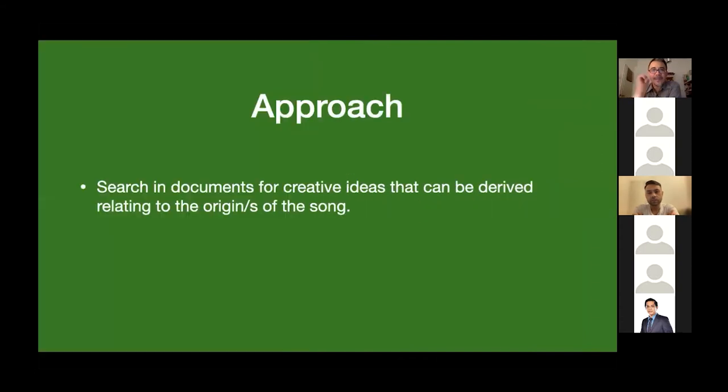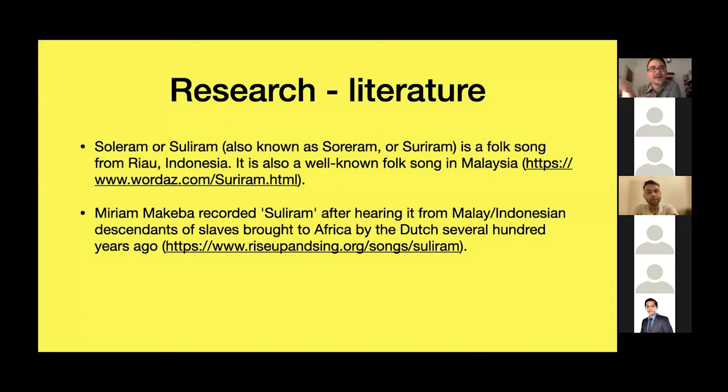So my approach is to search in documents for creative ideas relating to the origins of the song. Based on this approach, I go into the literature. This is a sample of what I found: Soleram or Suriram, also known as Soreram, is a folk song from Riau, Indonesia. It is also a well-known folk song in English. I don't do anything, I just gather this information and say, okay, take it, whether it is related or distantly related.